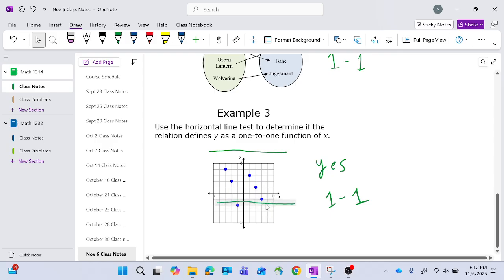In this case, it does, right? There's no time where I cross two points at once with this horizontal line. You can use your pencil or another piece of paper, so it passes the horizontal line test.